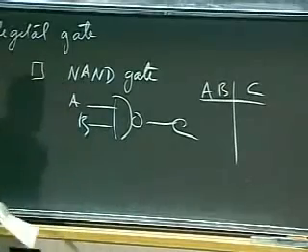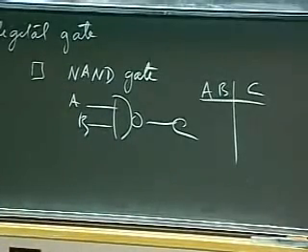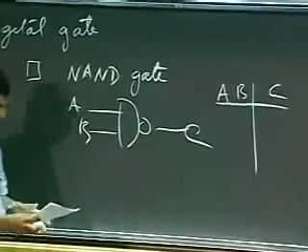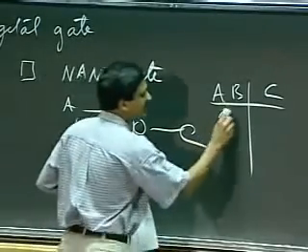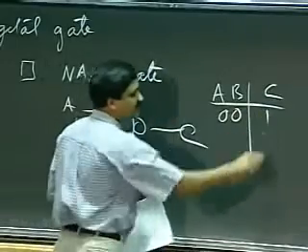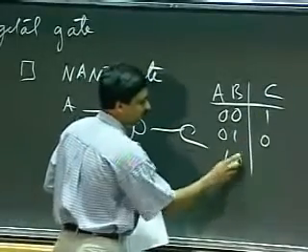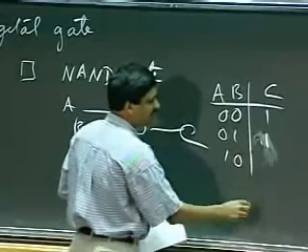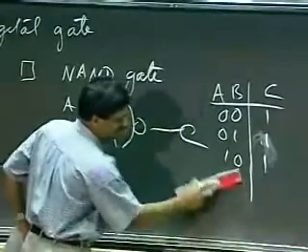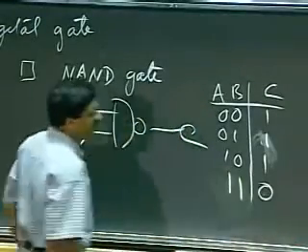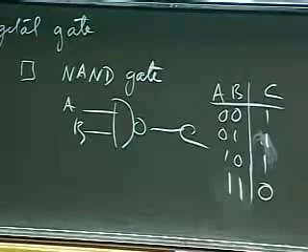The output, in English, I can describe its properties as the output is a high at all times when at least one of these inputs is a low value. Okay? So it's high whenever at least one input is a low. So it's high here, it's high here, it's high here, and when both inputs are a high, the output is a low. This is a NAND gate.